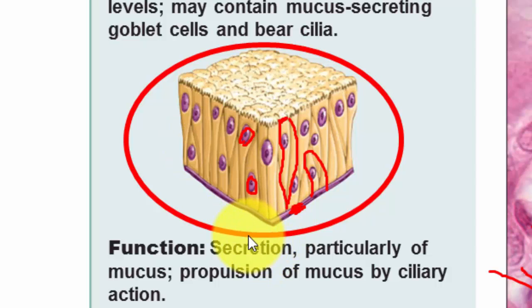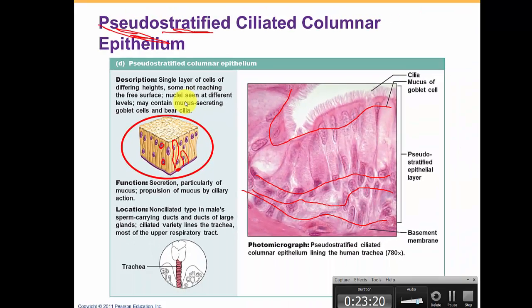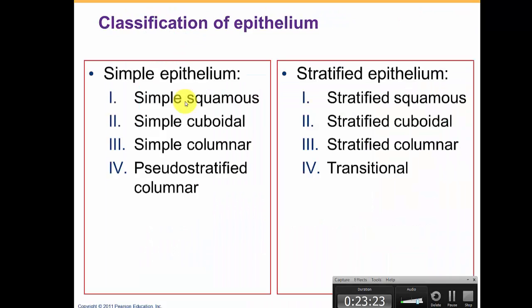So why are these cells not stratified? Because it's basically one layer. All of them start at one level. Some are tall, they will reach the top. Some are short, they will not reach the top. That's why it's just one layer. But pseudo, because it looks like it's stratified, but of course it's not stratified. I hope this helps. If you have any questions, please let me know in the classroom.